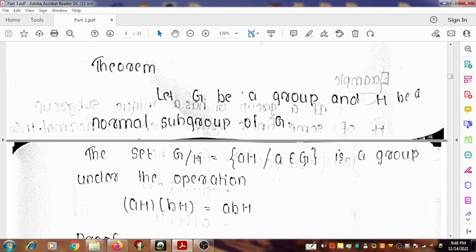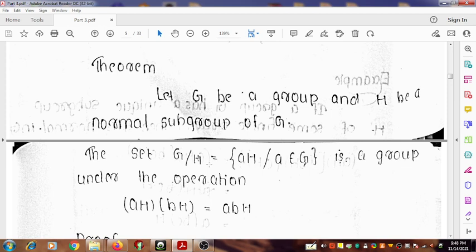It is defined as the set aH, such that a is an element of G. We choose an arbitrary element a of G, and that element is used to pre-multiply the normal subgroup H of G. Using this method we get different elements, and all those elements which are obtained are taken in one set, and we can show that that set acts as a group.